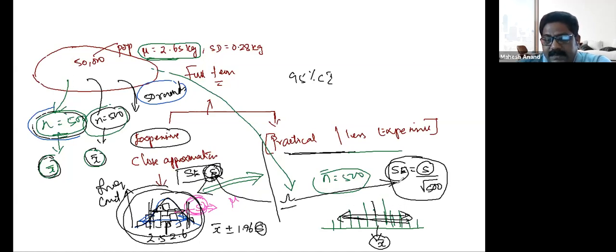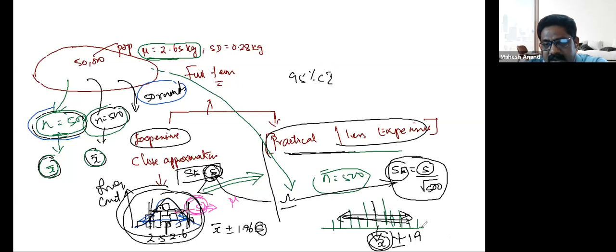So how are we going to represent the 95% confidence interval range estimate of the population mean using this approach? It is X bar plus or minus 1.96 times this standard error, whatever you have calculated, you have to substitute this. So this is the logic. I'm going to demonstrate this in Python. Let us see the simulation in Python.